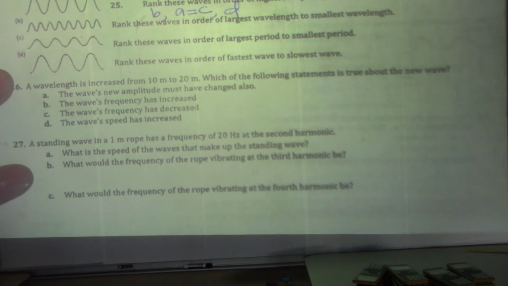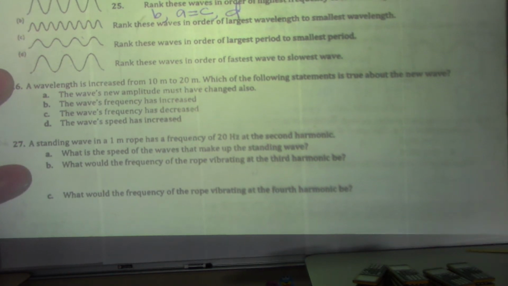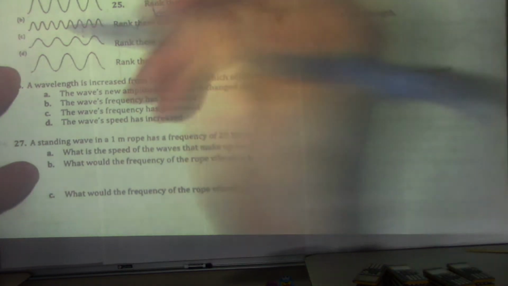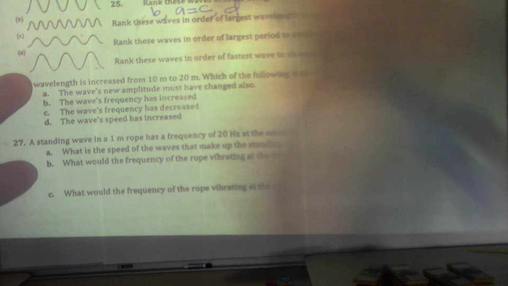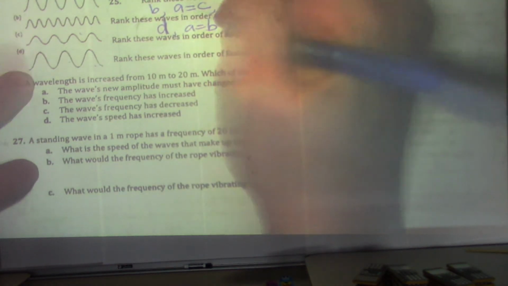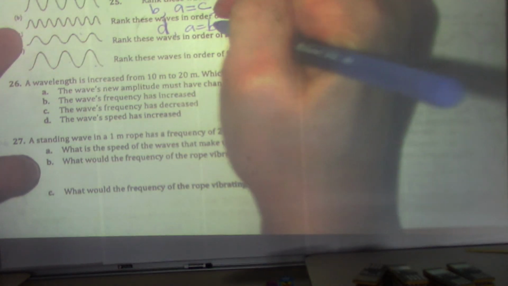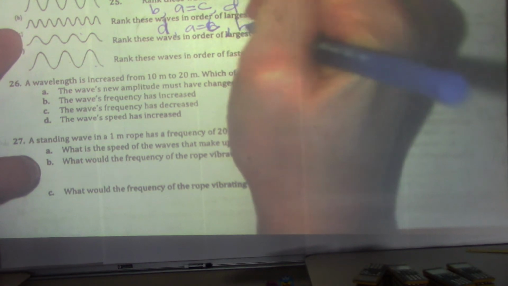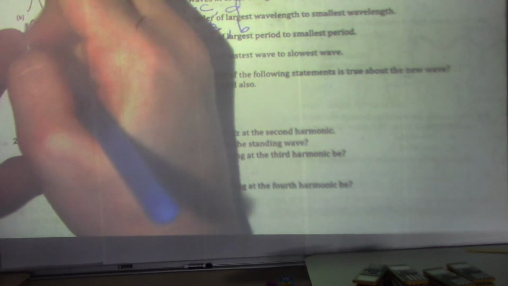Largest wavelength to smallest wavelength. The largest wavelength would be with the most spread out wave, which is D. Then A and C would be the next ones. And then B would for sure be the smallest wavelength because look how short one wave is here.